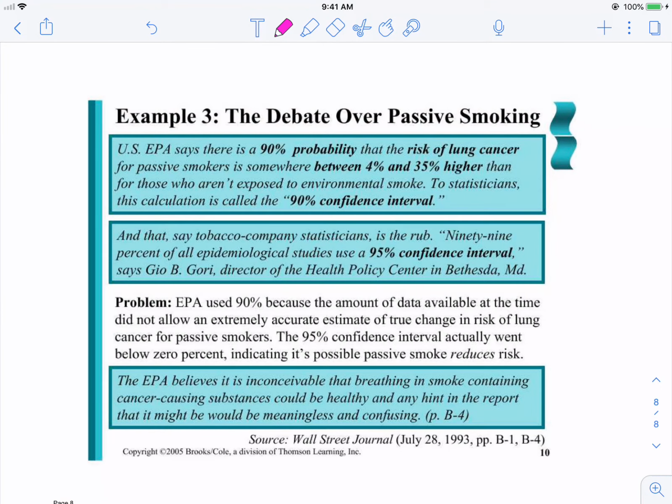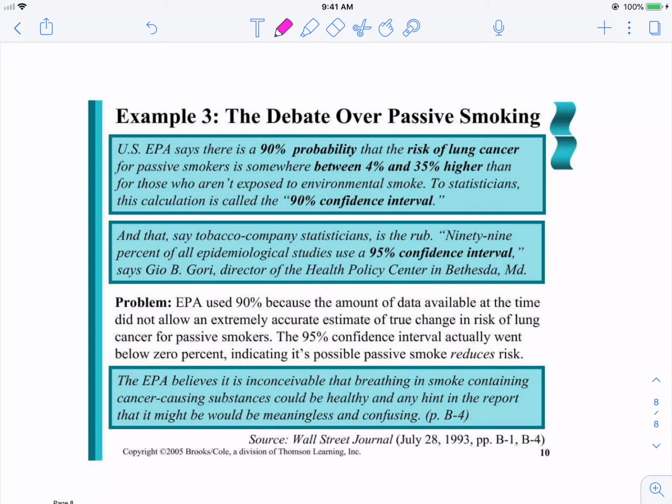Our last example for the day is looking at the Environmental Protection Agency. They said that there is a 90% probability that the risk of lung cancer for passive smokers is somewhere between 4% and 35% higher than for those who aren't exposed to environmental smoke. So sometimes you hear about passive smoke or environmental smoke referred to as secondhand smoke. To statisticians, this calculation is called the 90% confidence interval.